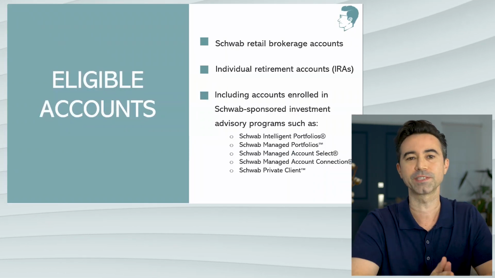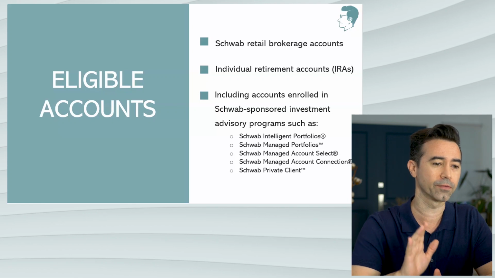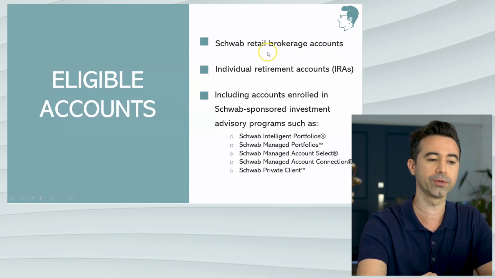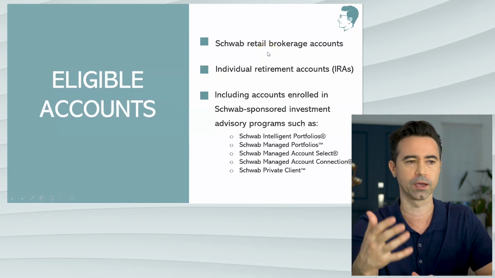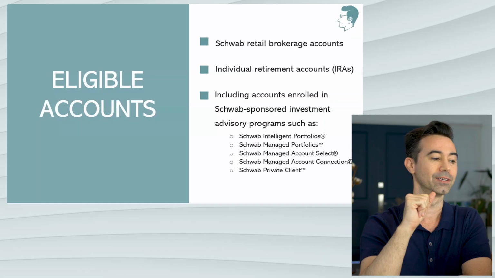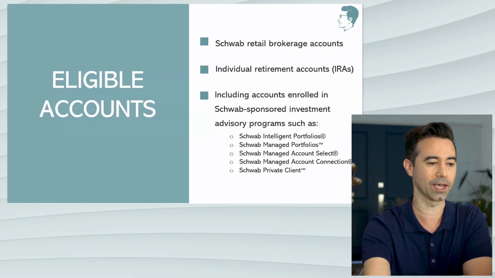Okay, so let's talk first about the eligible accounts. The first thing that we have is the Schwab Retail Brokerage Account. What's a brokerage account? You might not know. A brokerage account is just a normal broker account, it's not an IRA, it's not a Roth IRA, it's called a brokerage account. In a brokerage account, you can buy and sell stocks as much as you want. There's no limits on how much money you put in, and you pay capital gains on any gains and such. So that's a taxable brokerage account, we'll call it.